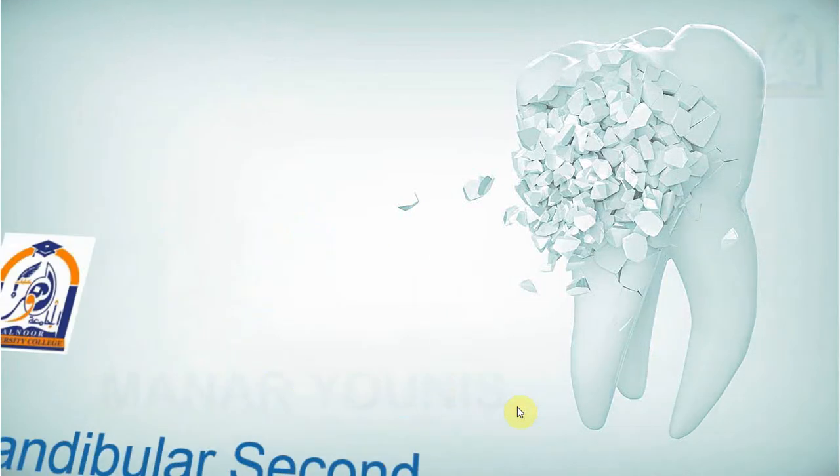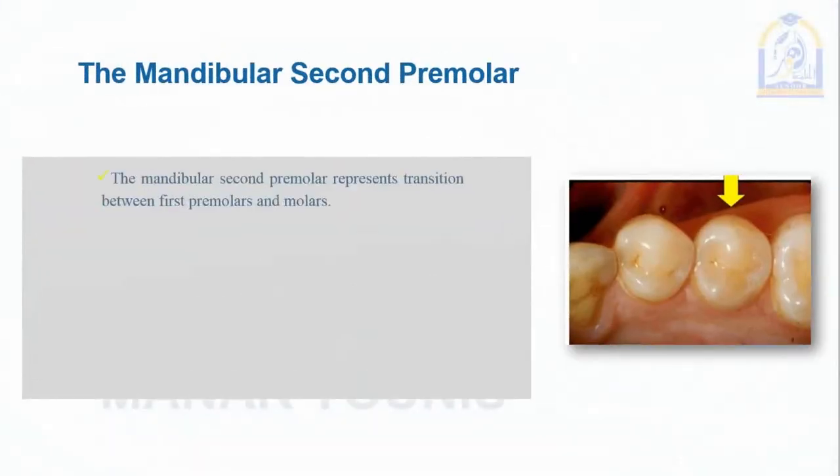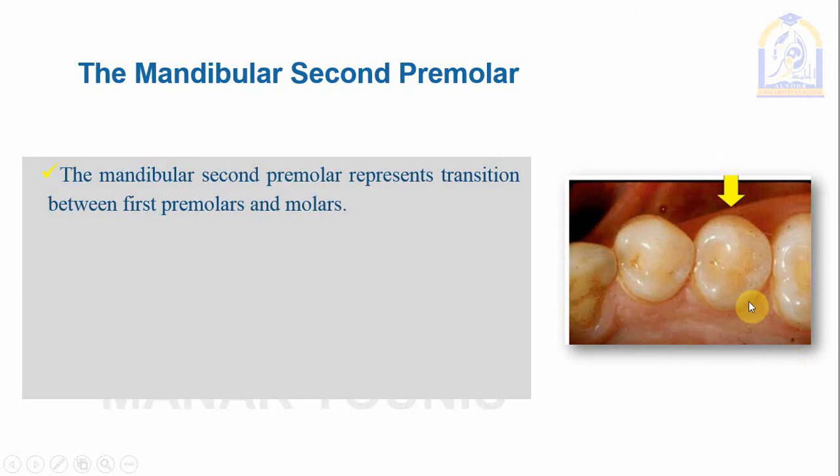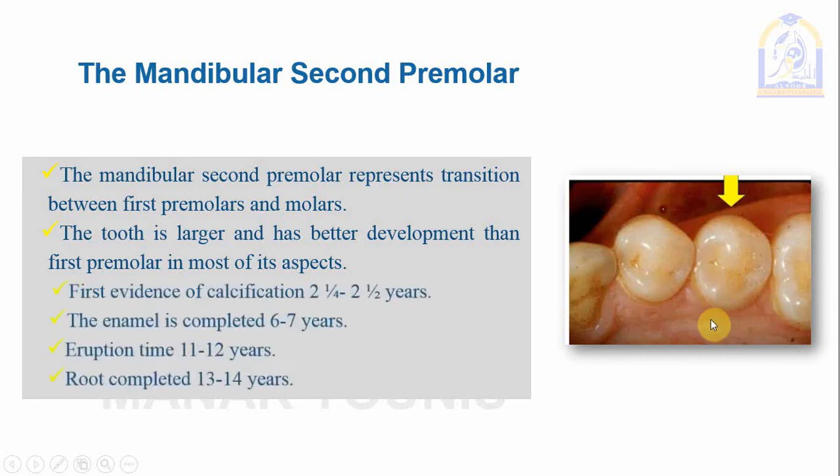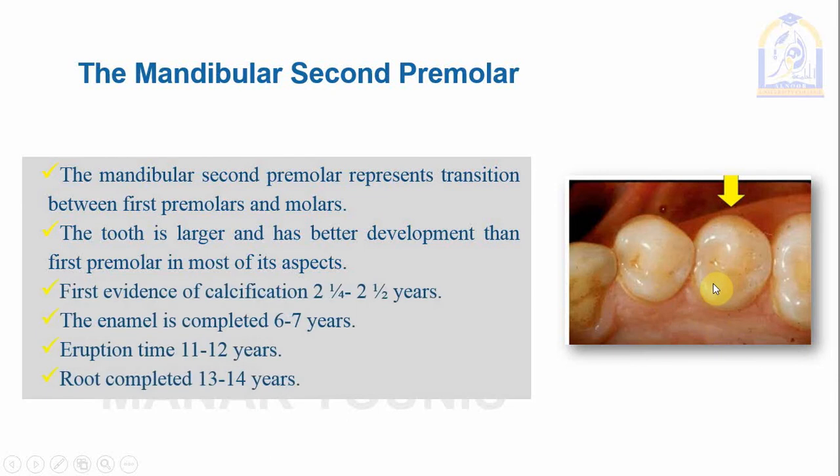Premolar. The mandibular second premolar represents the transition between first premolars and molars. This tooth is usually larger than the first premolar and has better development than the first premolar in most of its aspects. It shows the first evidence of calcification between 2 years and 3 months to 2.5 years.